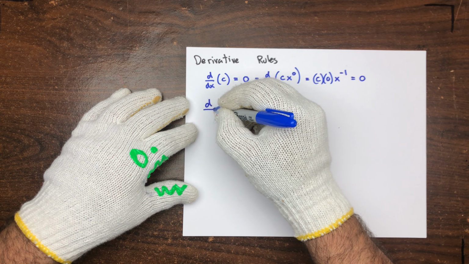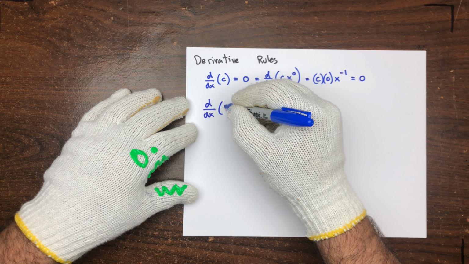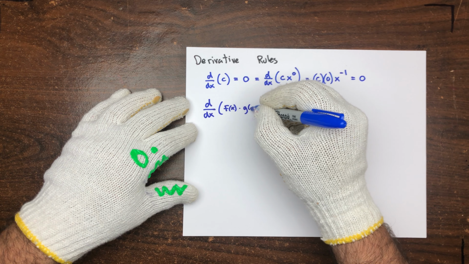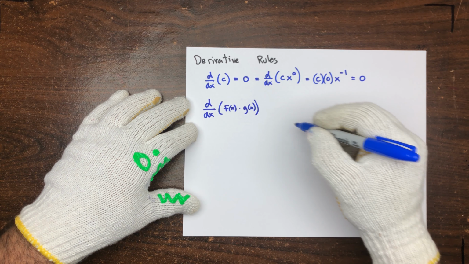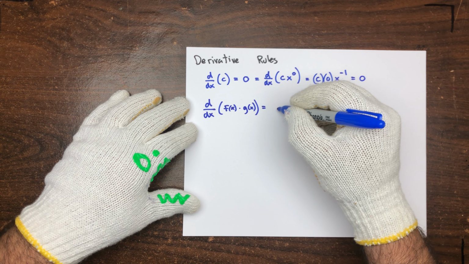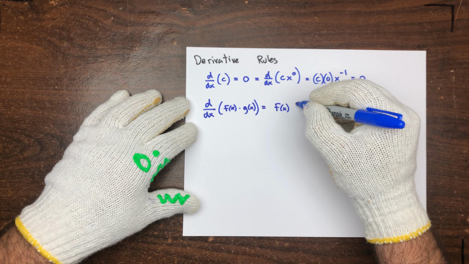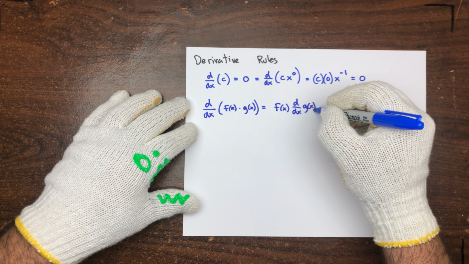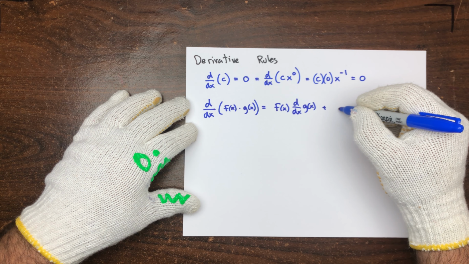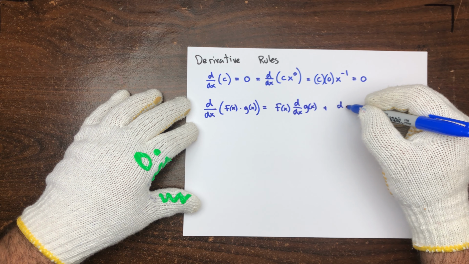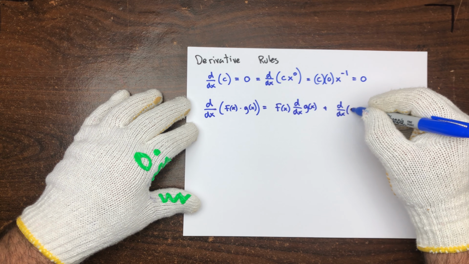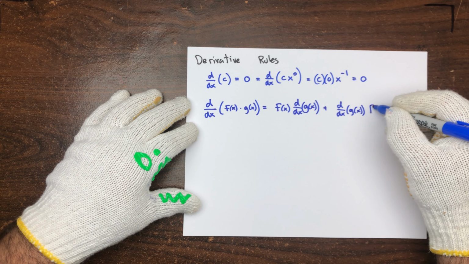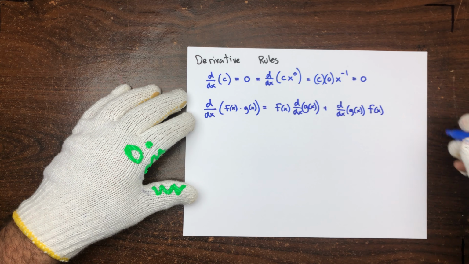How about derivatives of functions times other functions? Function f times function g. This is called the product rule. And it is equal to the first function times the derivative of the second function, plus the second function times the derivative of the first function. It's called the product rule.